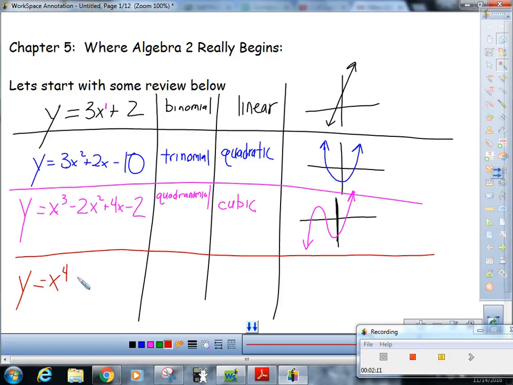is y equals x to the 4th minus 3x. I'm just going to leave it like that. So there is no x cubed term, there's no x squared term, there's no numerical term. Anyone have an idea what kind of nomial this is?